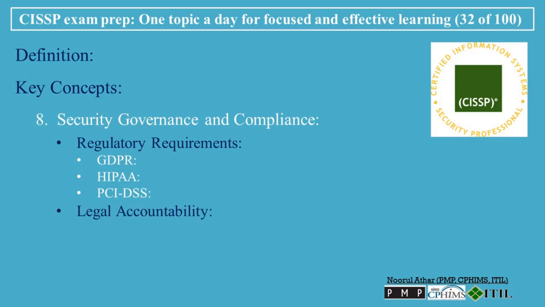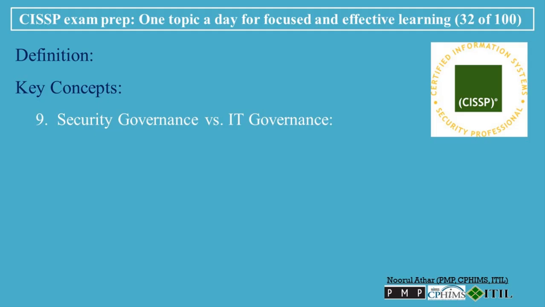Legal accountability. Organizations that fail to implement effective security governance can face legal and regulatory penalties, as well as reputational damage, in the event of a data breach or noncompliance. 9. Security governance versus IT governance. Security governance focuses specifically on protecting information assets and managing security risks across the organization. IT governance encompasses broader IT management activities, including resource allocation, IT project management, and aligning IT with business objectives. Security governance is typically a subset of overall IT governance.